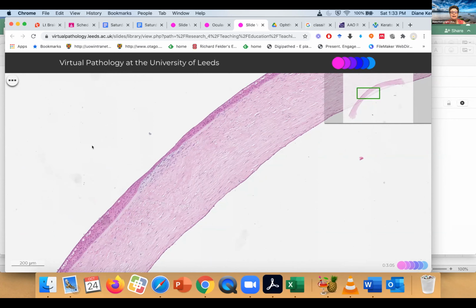Well, I'd always do a PAS stain. I'd also do a herpes stain, because we can do immunohistochemistry for herpes, and if that was still in the differential diagnosis, I would definitely do that.